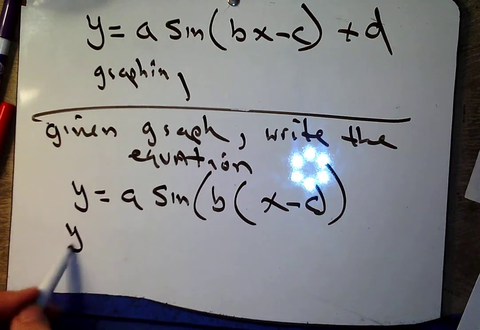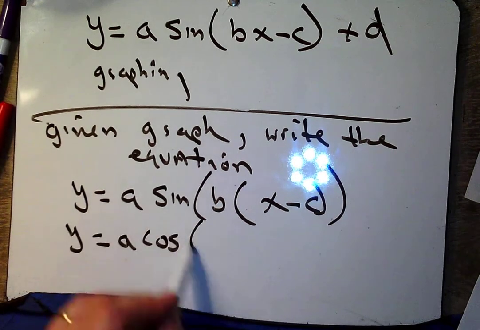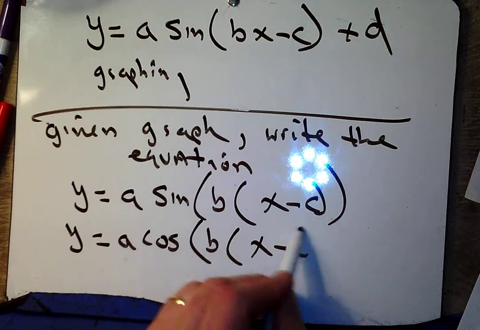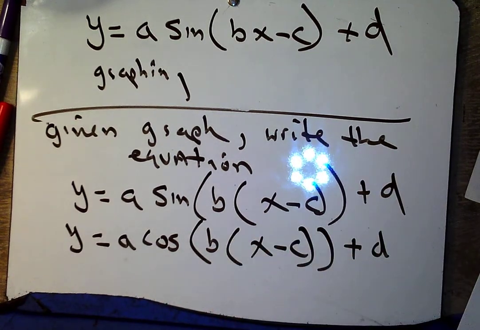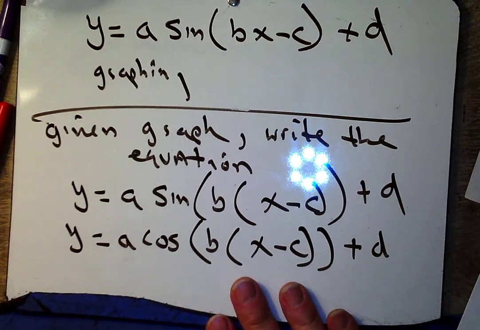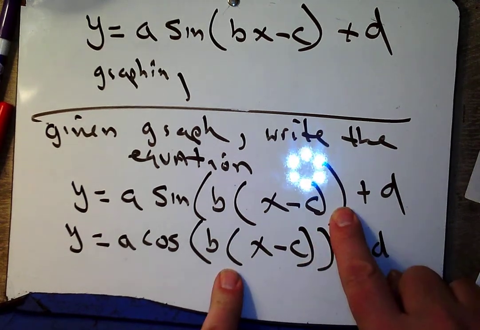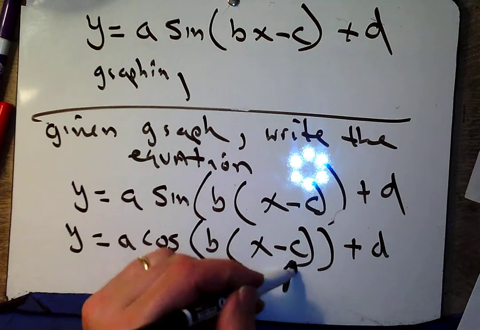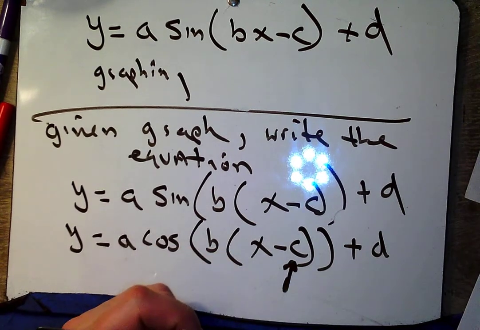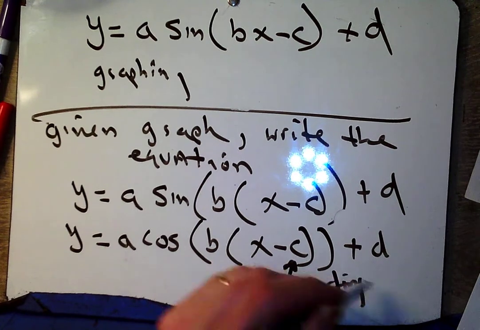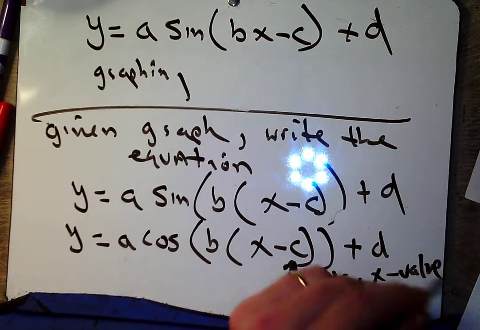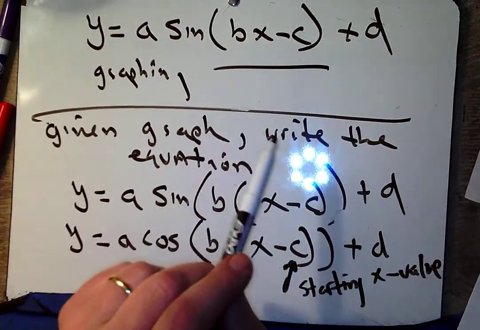Or, if it's a cosine graph, double parentheses. Why? Well, it turns out that in this form, with the double parentheses, C is actually something we can just read right off the graph. C is our starting x value. But that's not true here.